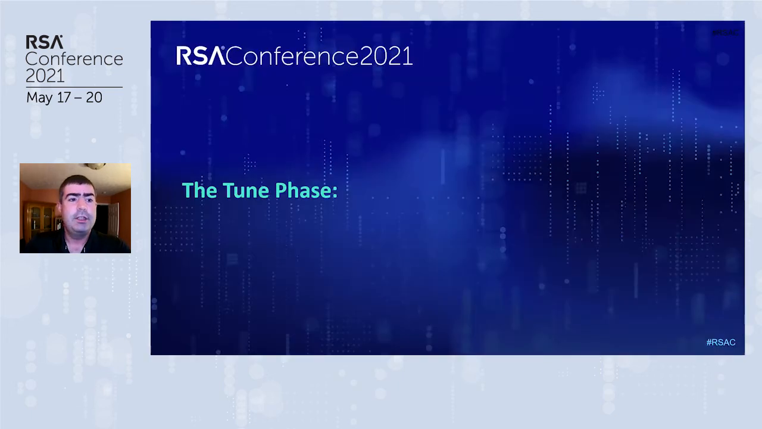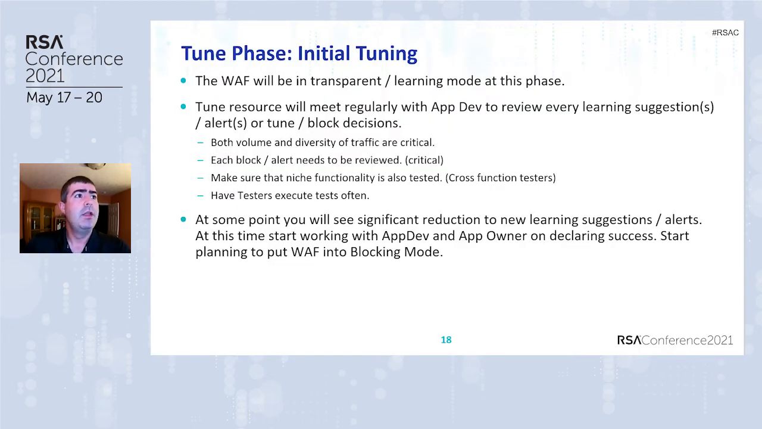So let's dig into the tune phase. When we enter the tune phase, we are in transparent/learning mode. That means that as traffic goes through the WAF, it's being inspected via policy, and we don't block it. We alert if there's a violation of policy.